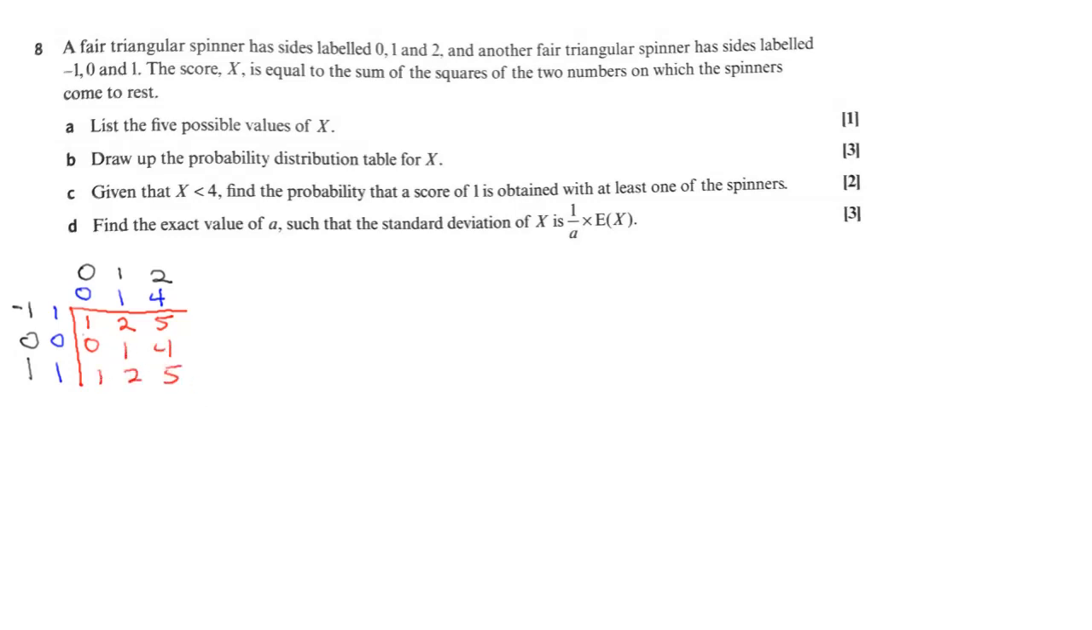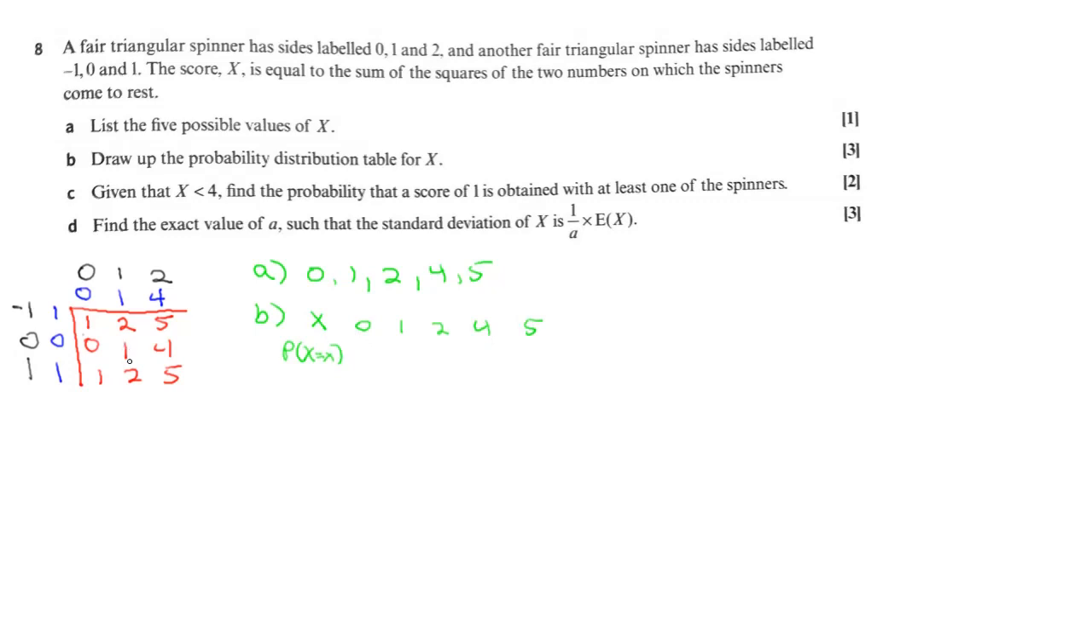So now in part A, it says to list the possible values for x. Well, x could be a 0, a 1, a 2, a 4, or a 5. Those are all the scores we see in our possibility table. Now, in part B, it says draw the probability distribution. Now, since I've got the possibility table already made, this should be pretty easy, because I've got all the possibles: 0, 1, 2, 4, and 5.